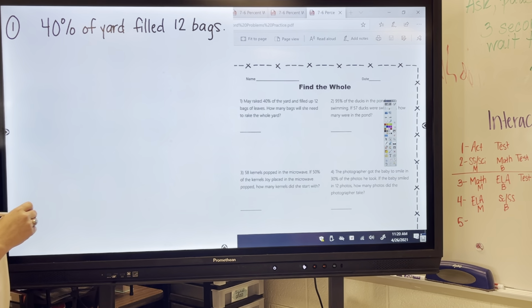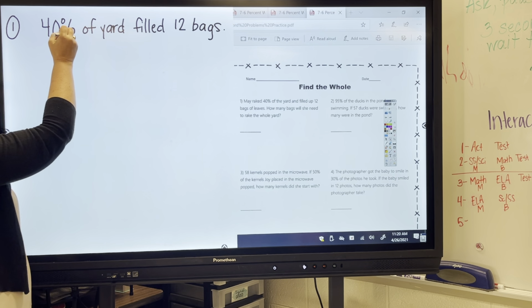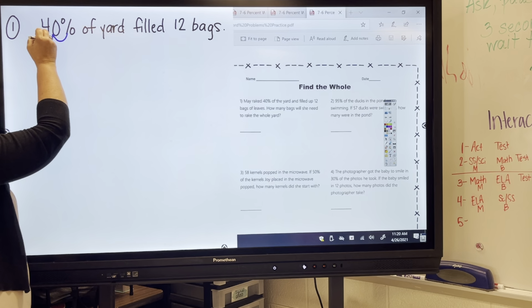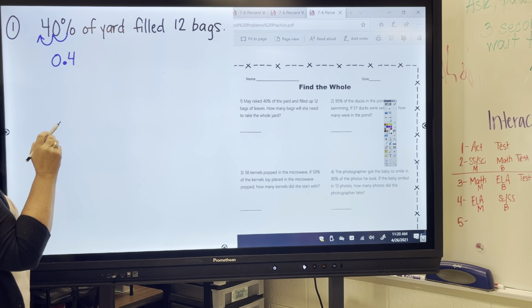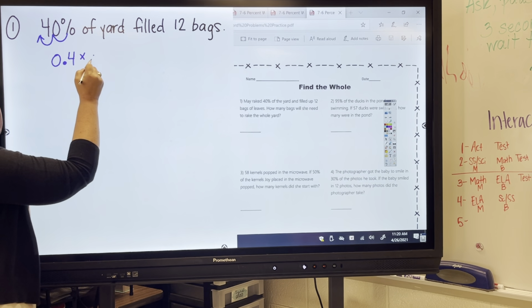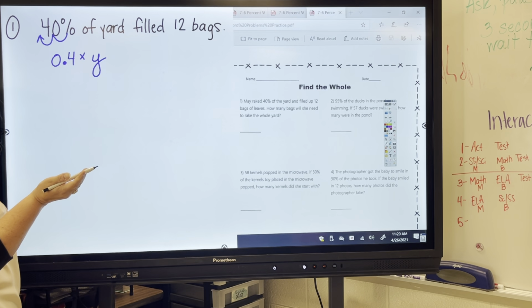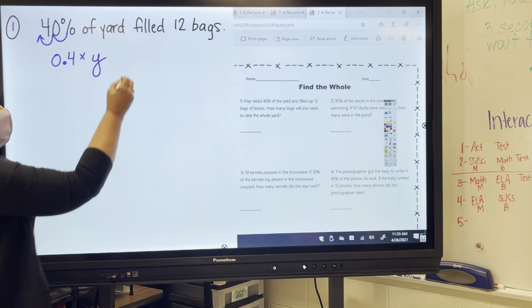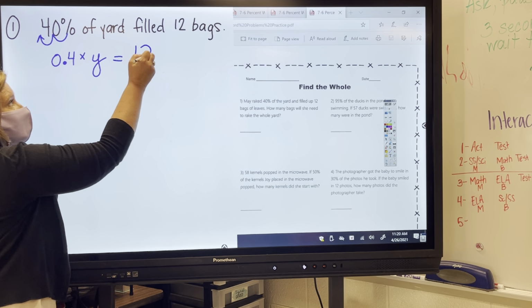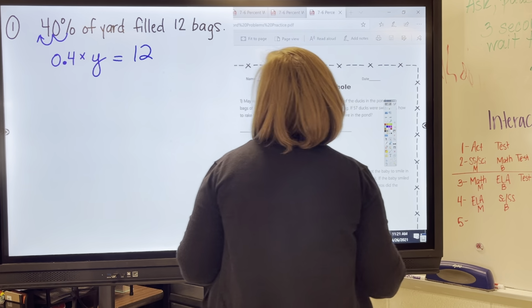What do I need to do to 40%? Change it to a decimal. What does "of" mean? Multiply. Yard, we don't know. It's what we're trying to find out. How many bags is she going to need? Filled. Do we have a word for filled? No, but I think it would be equals. 12.